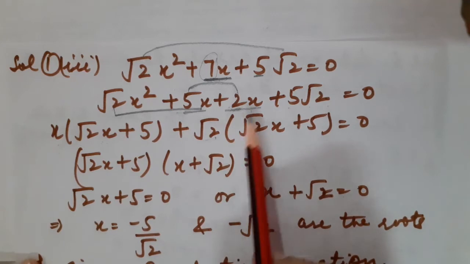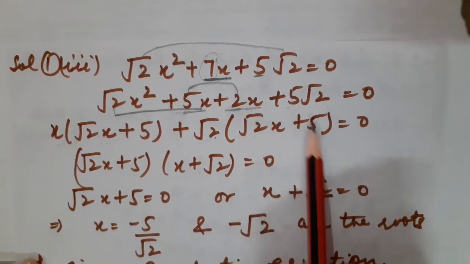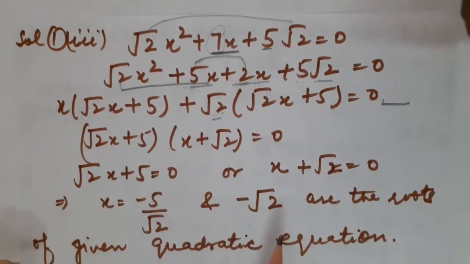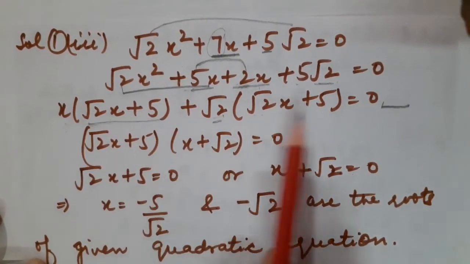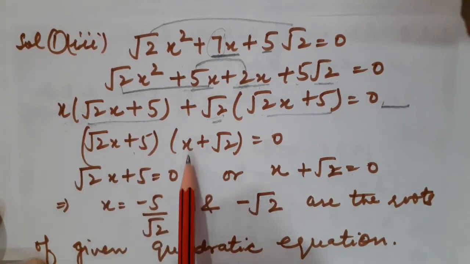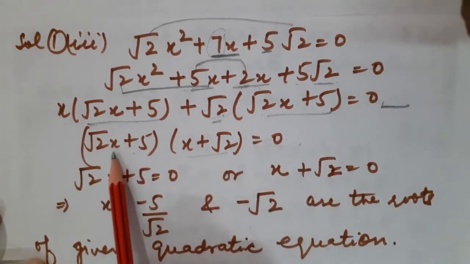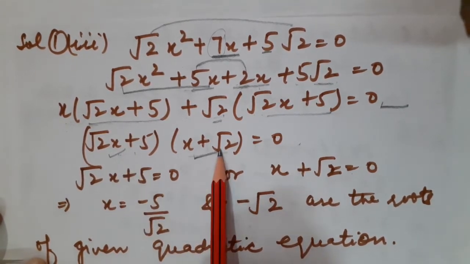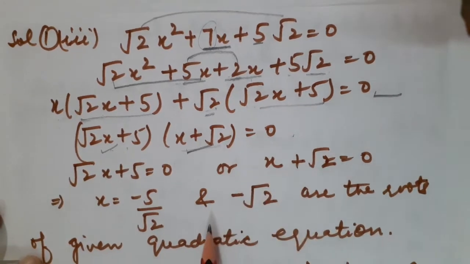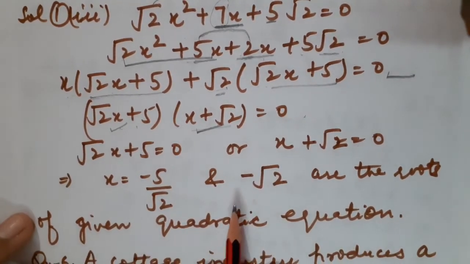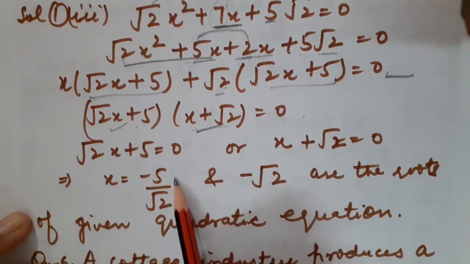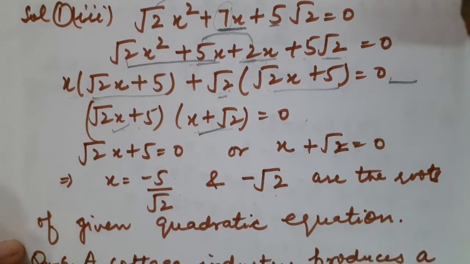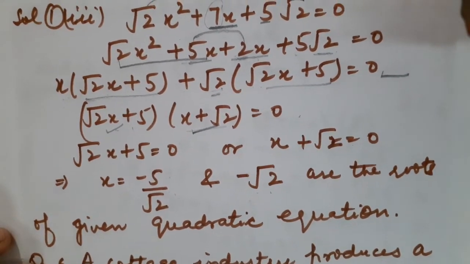Root 2 will be taken as common. So inside, root 2x plus 5 is left because root 2 has been taken as common, is equal to 0. So root 2x plus 5 will be written once, and here x plus root 2 is equal to 0. When the product of two expressions is 0, either one is 0 or the other is 0 or even both are 0. So after putting both the values equal to 0, I have got x is equal to minus 5 by root 2 and x is equal to minus root 2. These are the roots of the given quadratic equation.